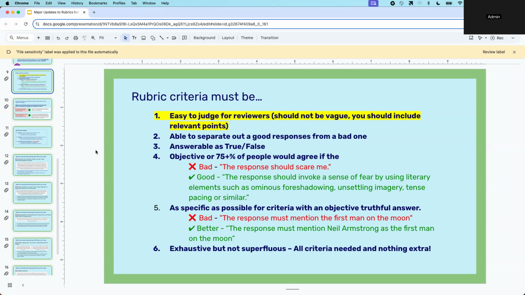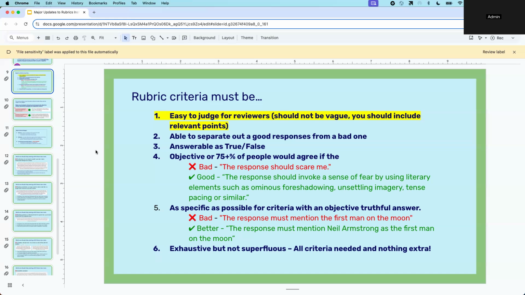Secondly, at a high level, these criteria that you provide should ultimately formulate a rubric where you can determine whether a response is good or bad. So ultimately, if you were to answer the questions within the criteria of the rubric, it would discern whether the response is good or bad.